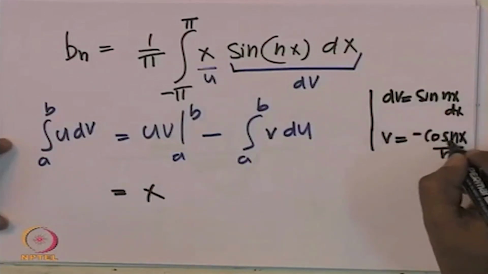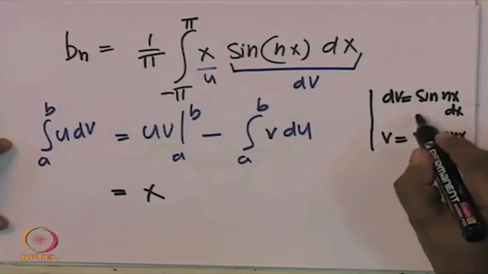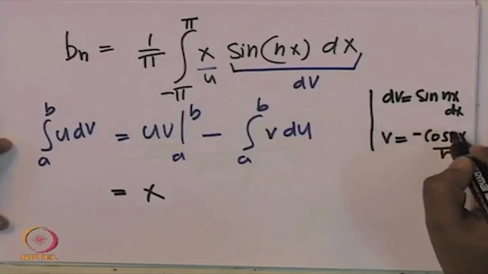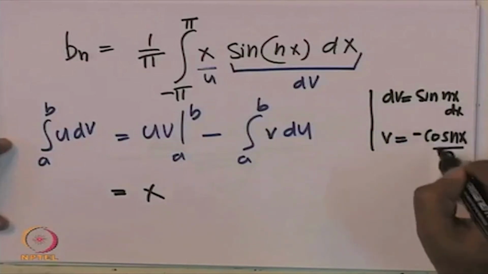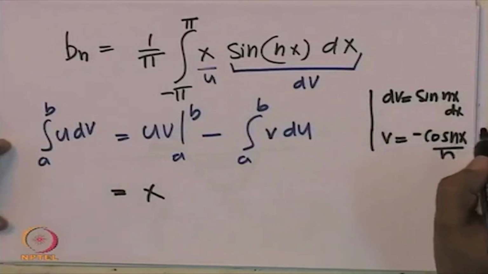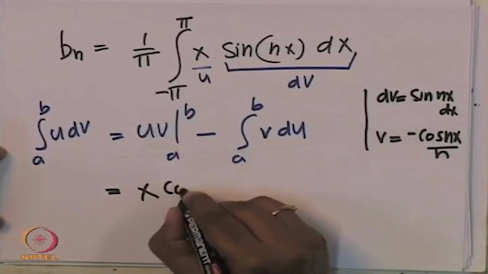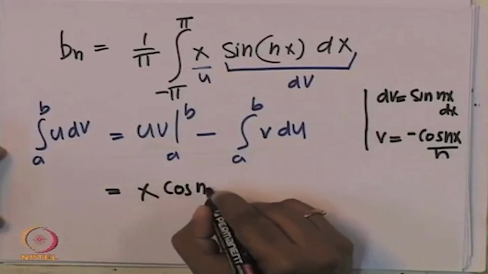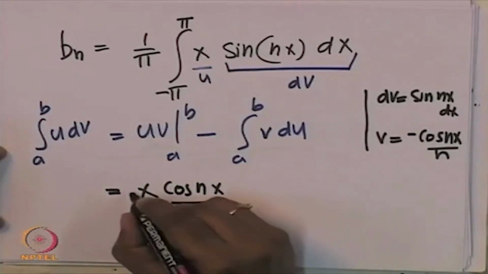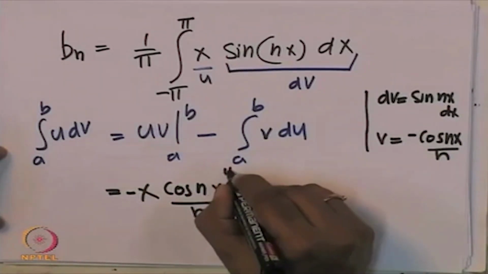Because if you take the derivative of cos n x, you will get minus sin n x, and with the minus sign it will be plus sin n x, times n. So, the 1 by n has to be there so that it cancels. So, v is minus cos n x by n. Here let us write minus x cos n x by n in the limits minus pi to plus pi.